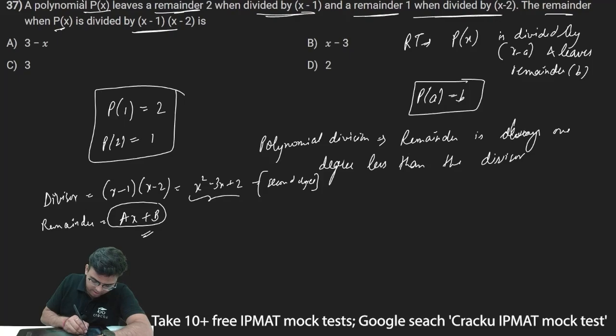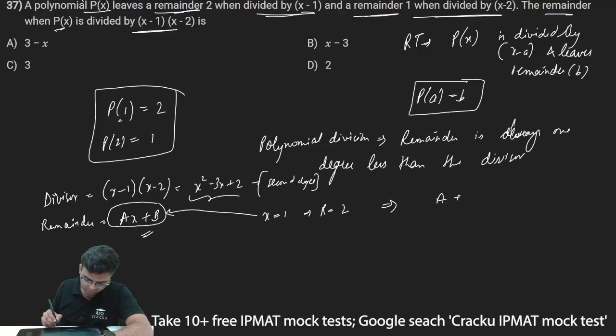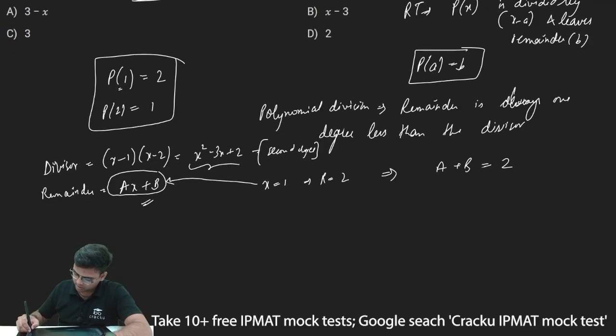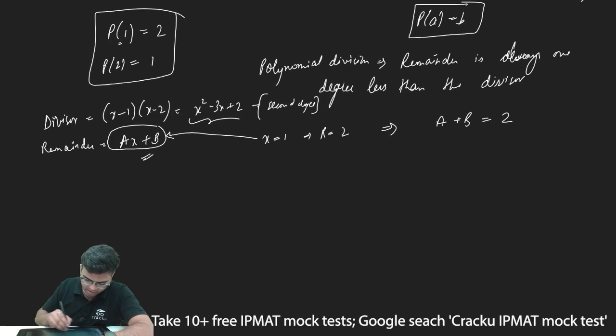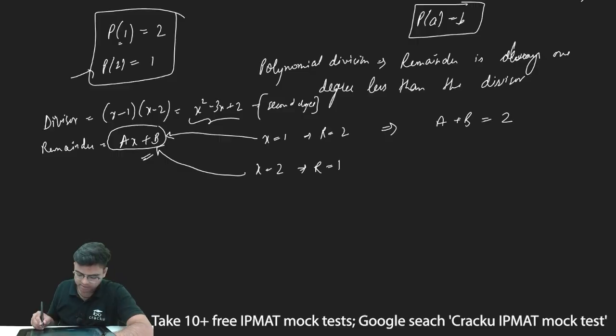So when x is equal to 1, remainder is 2. Thus if I put the value x equal to 1 over here, I'll say a plus b should be equal to 2. Now it's clearly given that when x is equal to 2, remainder is 1. So again I'll put x equal to 2, this will give me 2a plus b should be equal to 1. Now this is my first equation, this is my second equation.